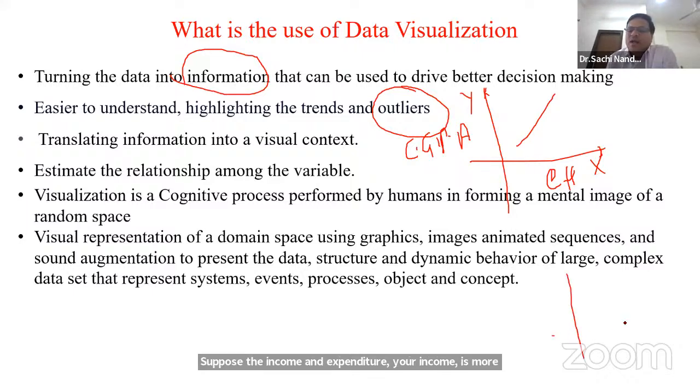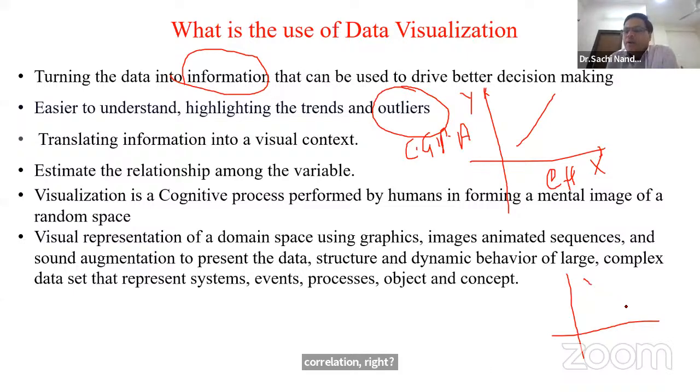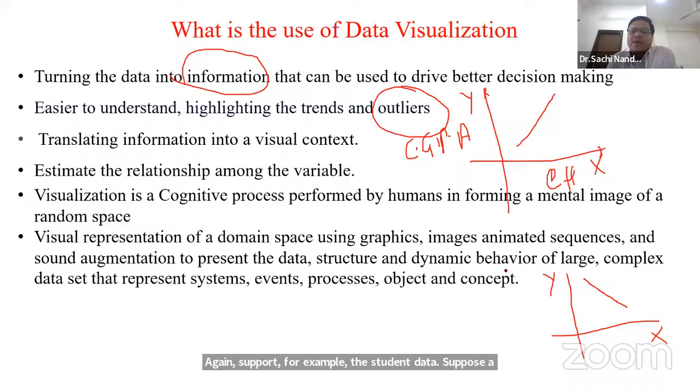For negative correlation, what happens? The trend looks different. Here we take an x variable and a y variable, for example student data. Suppose a particular student invests more time in social networks or spends time on WhatsApp, then the CGPA will be less. The CGPA will be less if you spend more time on social media. So this is a negative correlation.